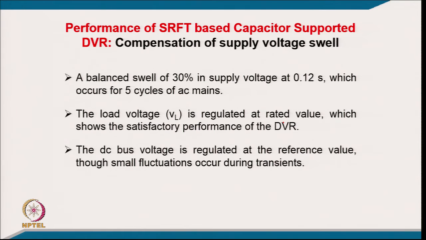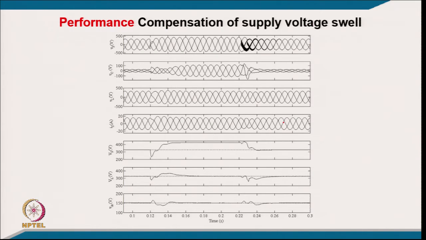Coming to another condition, the performance of the synchronous reference frame theory based capacitor supported DVR for the compensation of voltage swell. Again, a balanced swell of 30% in the supply voltage is applied, which occurs for 5 cycles of the AC mains frequency, and the load voltage is regulated at the rated value, which shows the satisfactory performance of the dynamic voltage restorer. The DC link voltage is regulated at the reference value, though small fluctuations occur during the transient period. You can clearly see in the PCC voltage there is a swell for 5 cycles.